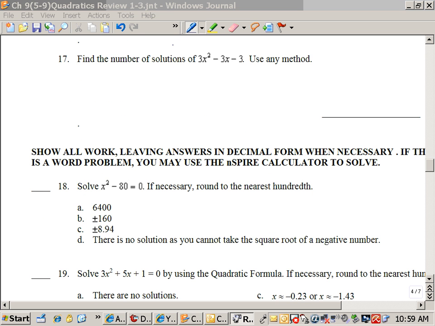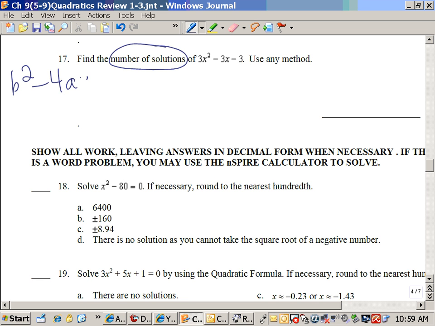All right. Now when it says number of solutions, you should think discriminant. And the discriminant is b squared minus 4ac. I'm going to ask you on the test, what is the discriminant? And you're going to go b squared. So that's going to be 9 minus 4 times 3 times negative 3, which is 9 minus, let's see, negative 36. 4 times 3 is 12 times 3, negative 36. Change your signs.